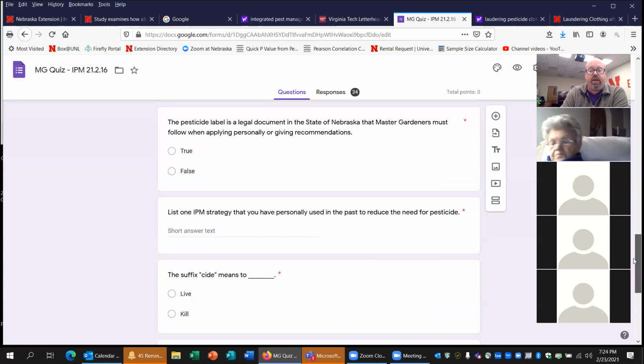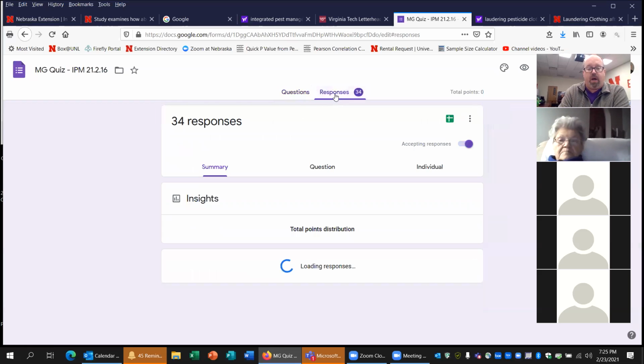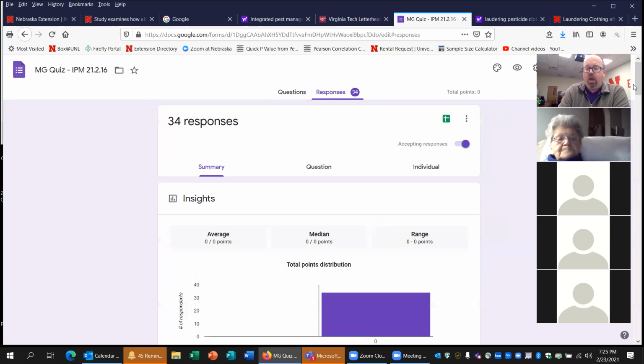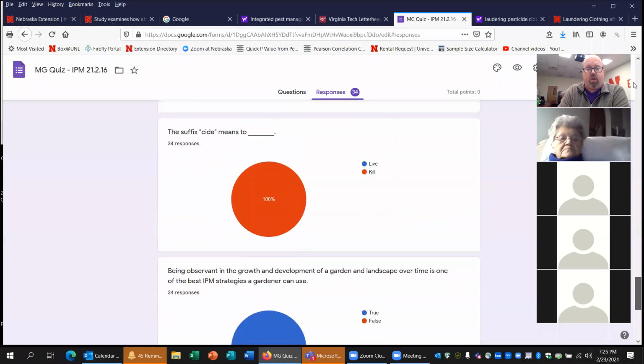And then the next one is: list an IPM strategy that you personally used in the past to reduce the need for pesticide. And I left that one open. I decided to do a short answer. So I wanted to see what kind of answers you came up with. So I'm going to go to our response bar and go down through here and look at the list that you all sent me.